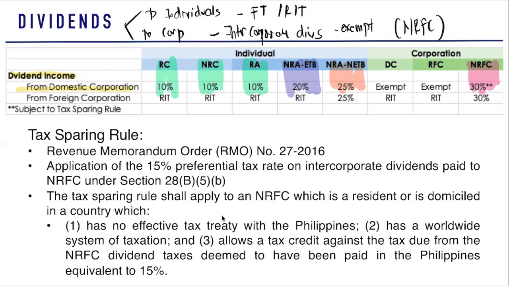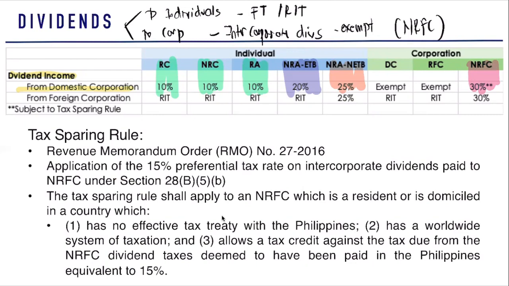The incorporation here of a resident foreign corporation is made outside the Philippines, but it is also registered here in the Philippines as doing business. Okay, so take note, if that is a domestic corporation which gives dividends, we have here your tax rates. While a foreign corporation is subject to RIT. Subject to RIT. And what is the RIT of NRA and ETB and NRFC? 25% and 30%. So, hindi yun magbabago.